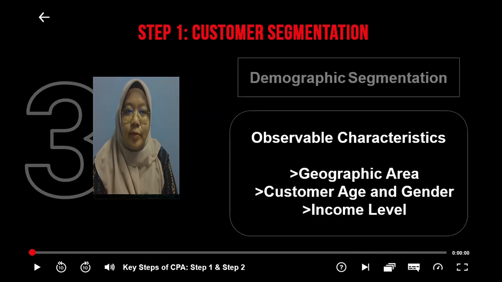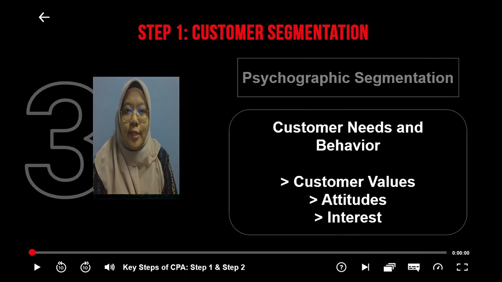The first approach is demographic segmentation, which is based on observable characteristics such as geographic area, customer age, customer sex, and income level. The second approach is psychographic segmentation. It is based on customer needs and behavior such as customer values, attitudes, and interests.